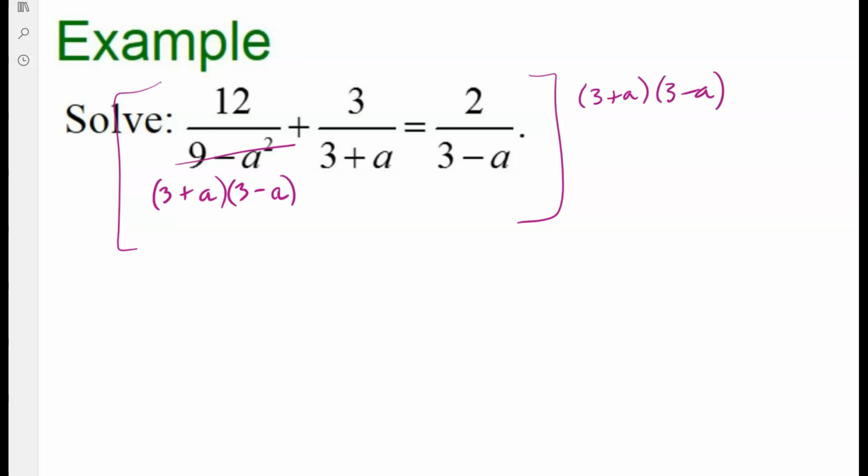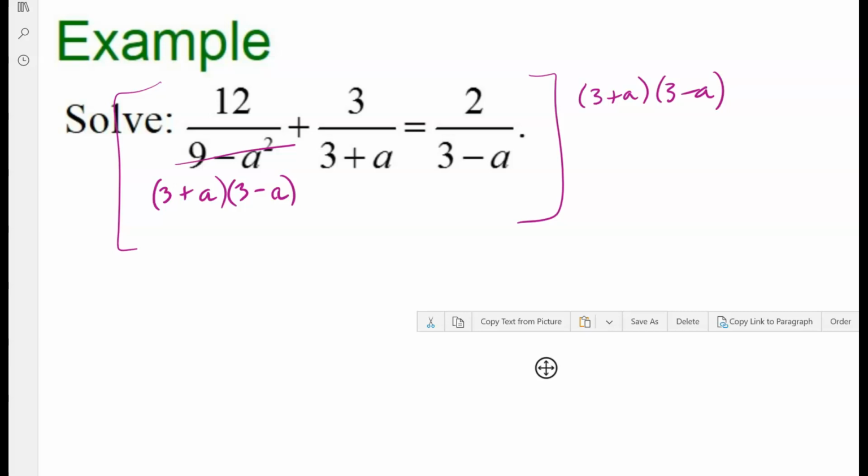And then when I look at my next fraction, I see that I need a factor of 3 plus a. Well, I already have it, so I'm not going to repeat it. And when I look at the next fraction, I need a 3 minus a, and I already have it, so I'm not going to repeat it. So the only factors I need for this simplification process are the ones that come from the 9 minus a squared. But I really don't know that for sure until I have it factored.